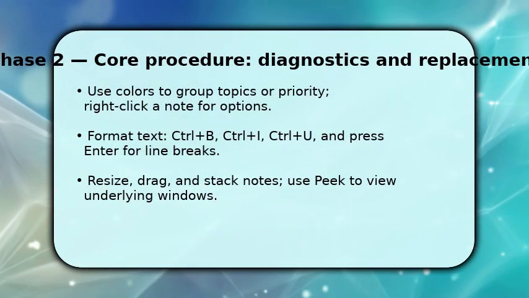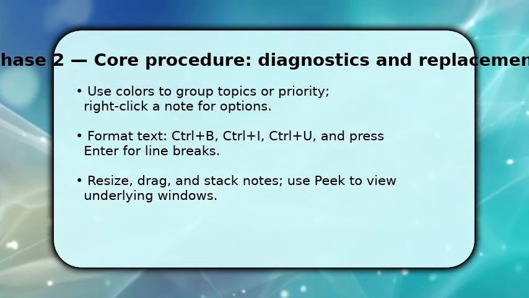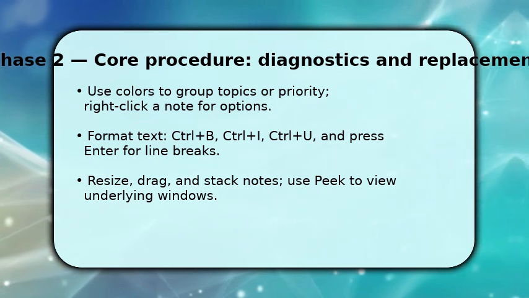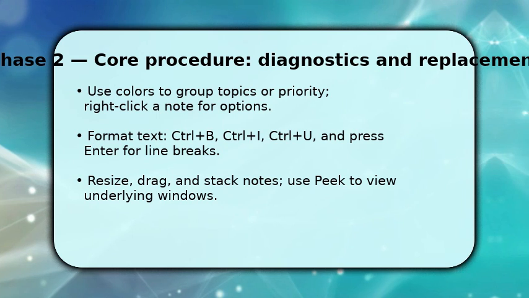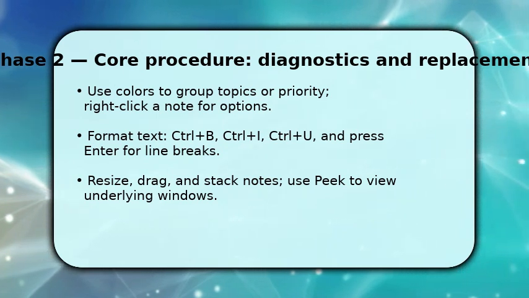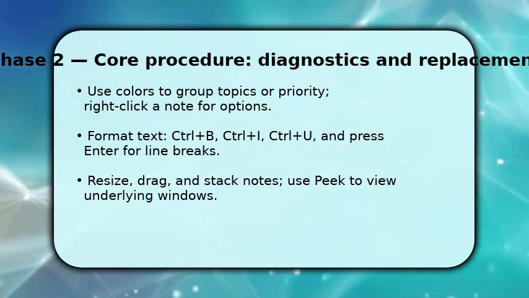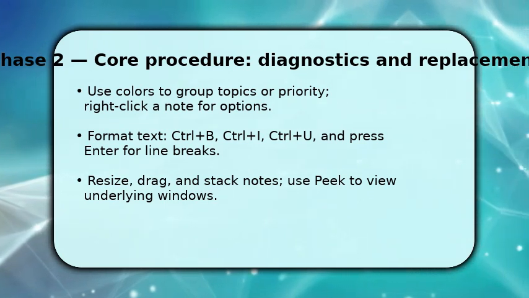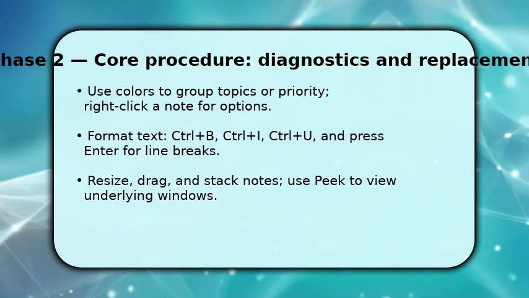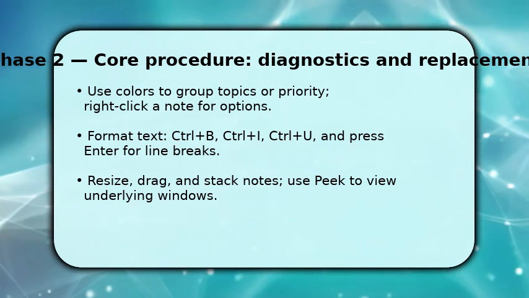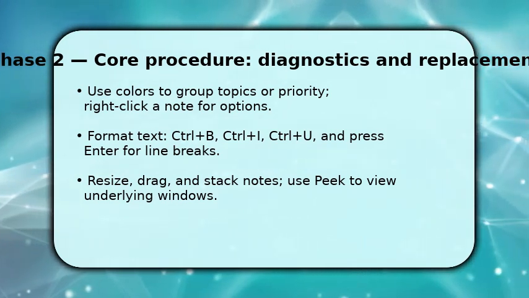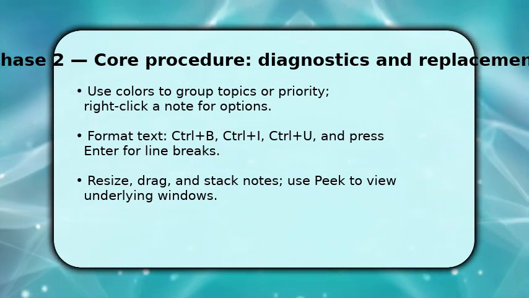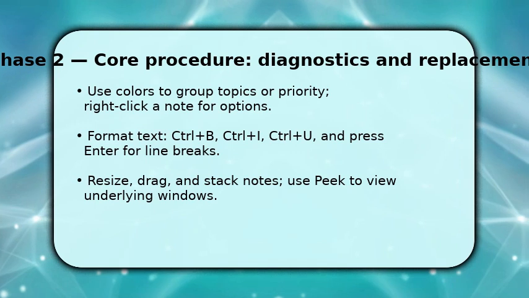Now focus on structure. Assign colors to related notes so you can scan priorities at a glance, and use text formatting for emphasis. Bold for deadlines, italics for context, because visual cues speed recall. Once done, resize and drag notes to arrange them near relevant apps or documents. Pin important notes to stay on top when needed. Make sure to combine short headlines with one-line details inside each note. This keeps information scannable and reduces clutter while you work across apps.